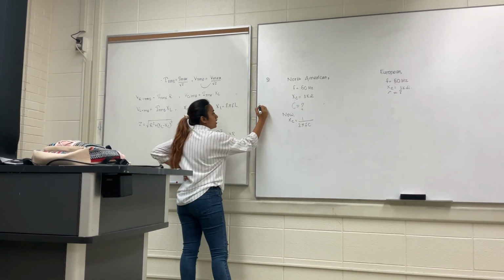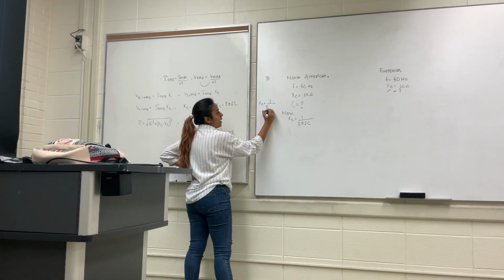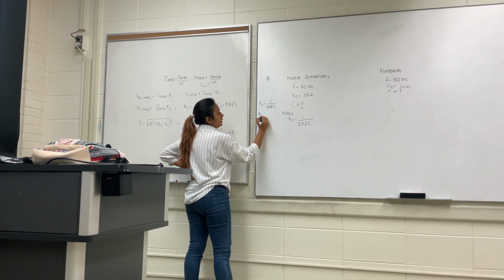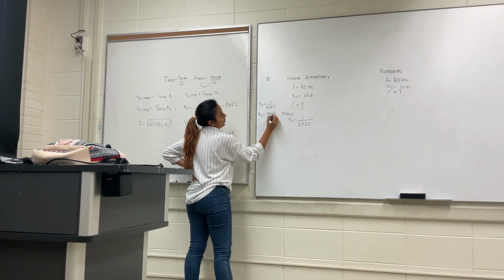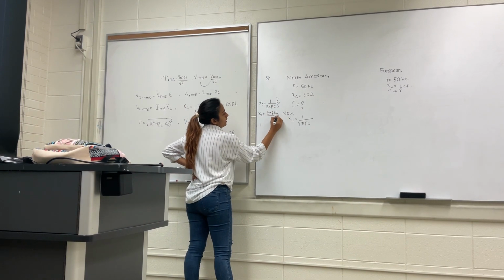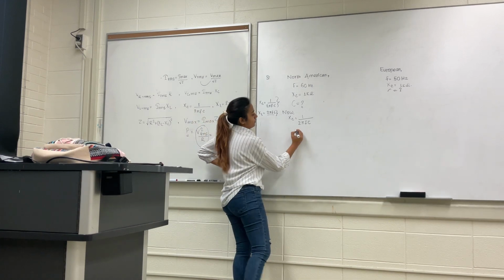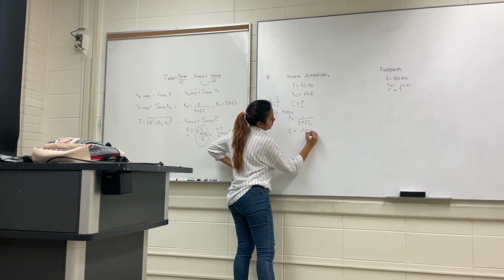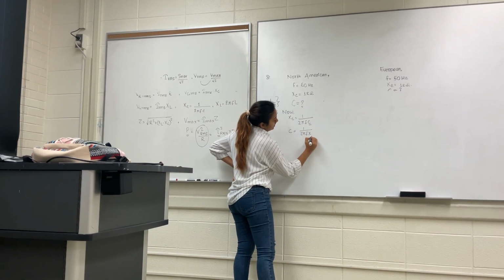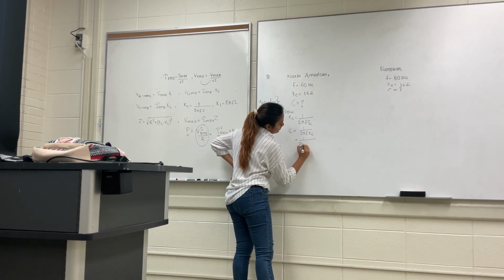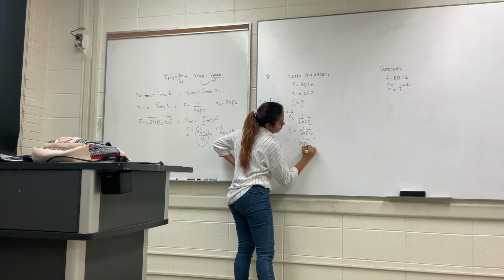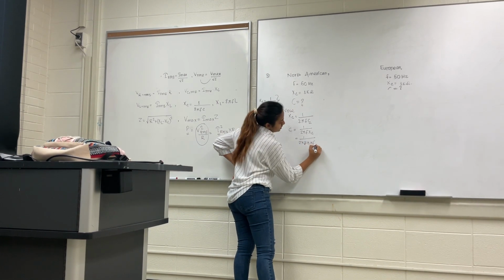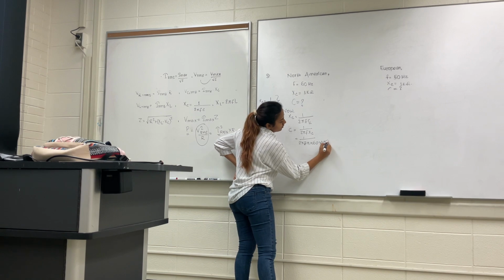Don't get confused over these things. Xc is 1 over 2 pi Fc, and XL is 2 pi Fl. The reciprocal thing and the normal thing. So you need to find this C. So 2 pi F Xc, just put the value. Frequency is 60, Xc is 1000.